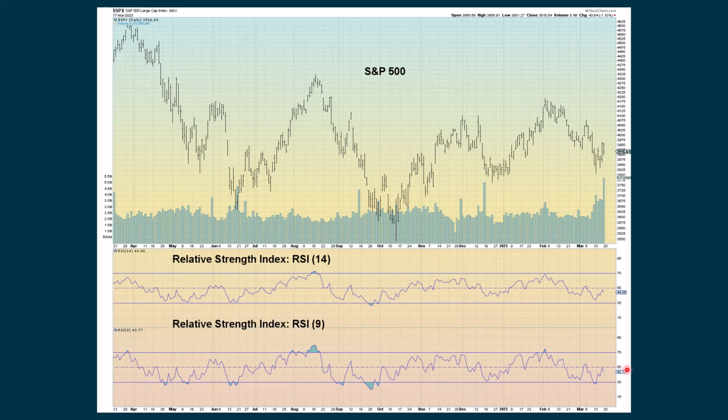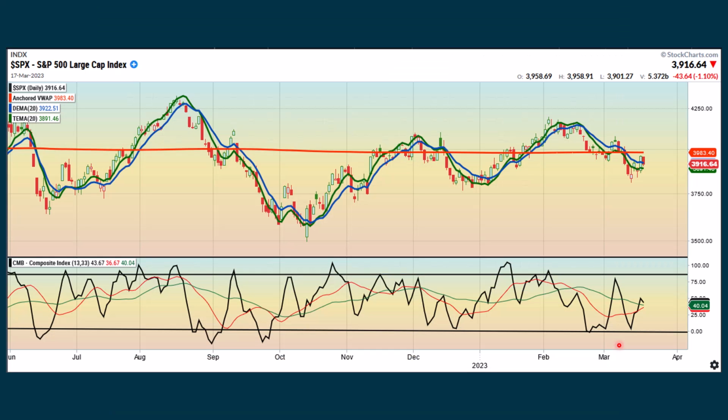The RSI 14 and 9 are below 50 and declining. That is negative. The CMB Composite Index is not a real helpful tool as far as a trading system, which is what it was designed to do. I use this to watch the black line when we get to extreme positive or negative, and we're currently right in the midpoint.